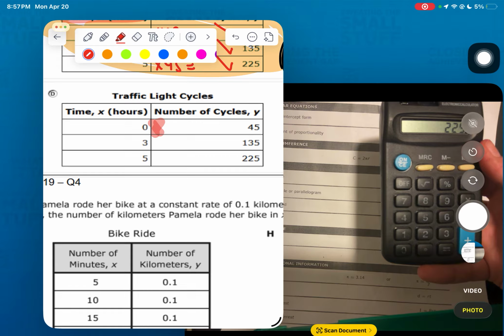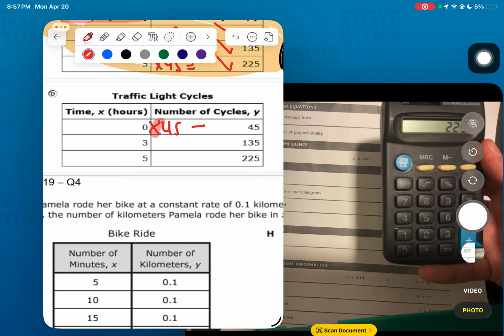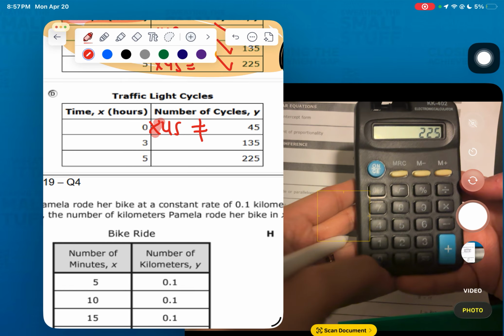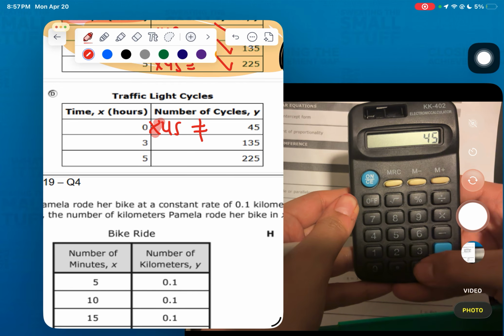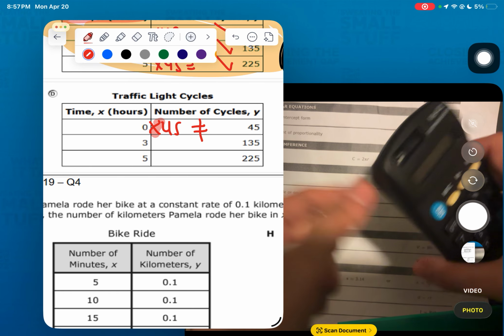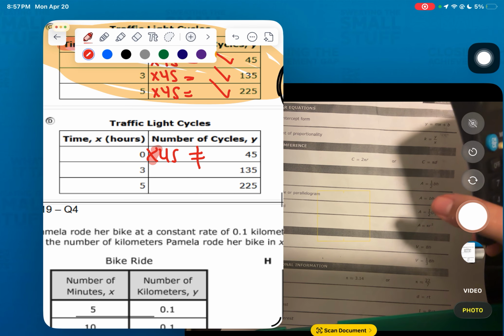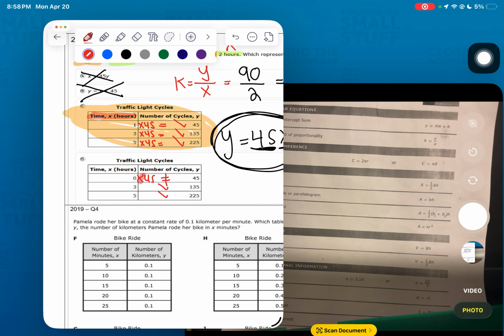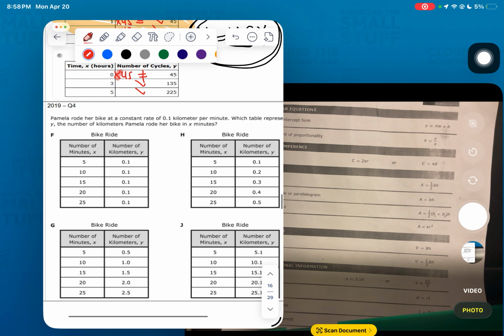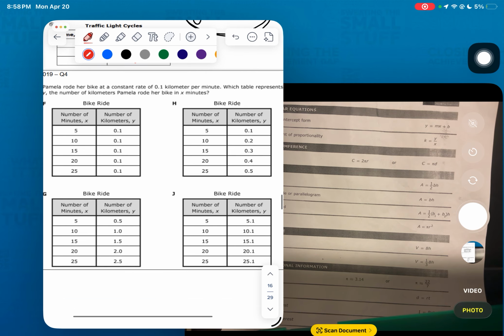Just with the starting one. 0 times 45 is not 45. 0 times any number is gonna be 0. Okay? But notice how the next one was right and the next one was right. And thus we have to check all of them. All of them have to be right. Okay? So then we have a different problem for the next one.